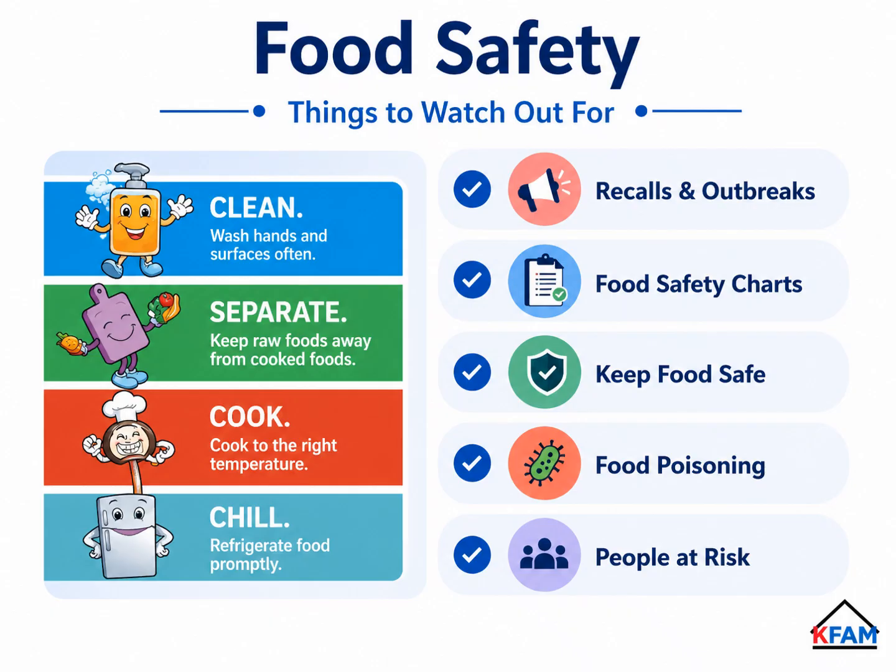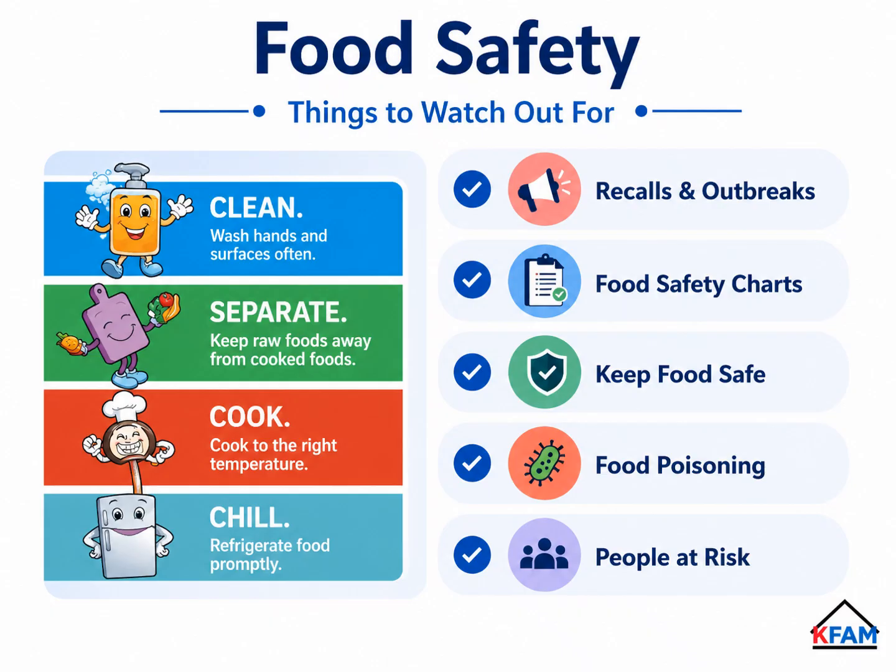In this section, we'll review important food safety practices and common risks to watch out for in your center. Food safety starts with 4 key steps: clean, separate, cook, and chill. Always wash hands and surfaces often, keep raw foods separated from cooked foods, cook foods to the correct temperatures, and refrigerate foods promptly to prevent bacteria growth. We will also discuss food recalls and outbreaks, how to use food safety charts, and ways to keep food safe during storage, preparation, and service.